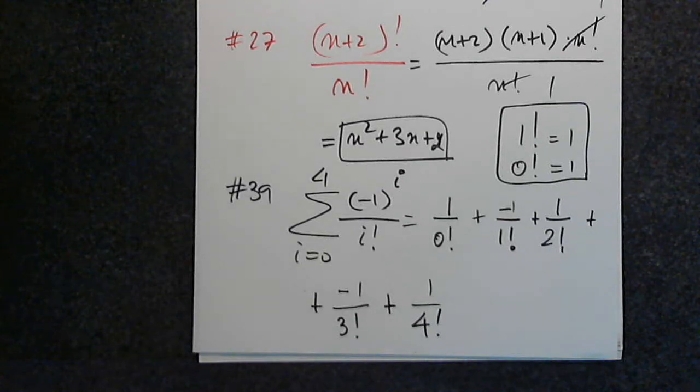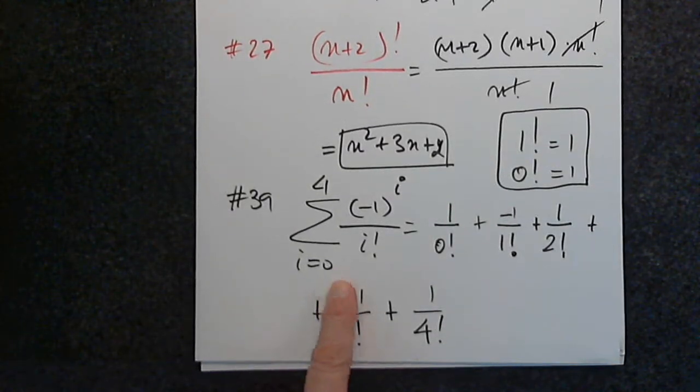Yes, I have to finish this up. I have to find the sum. But first I had to list the terms. Since the lower limit is 0 and the upper limit is 4, I have to have 5 terms. 1 for 0, 1 for 1, 2, 3, 4.